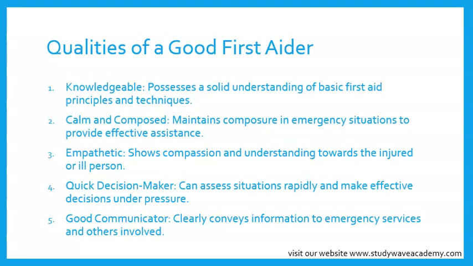Good communicator. Clearly conveys information to emergency services and others involved. You communicate well with others. So a good first aider should have all these qualities: being knowledgeable, calm and composed, empathetic, a quick decision maker, and a good communicator. These qualities are essential for a first aider to respond effectively and provide necessary aid in various situations. Do we understand?